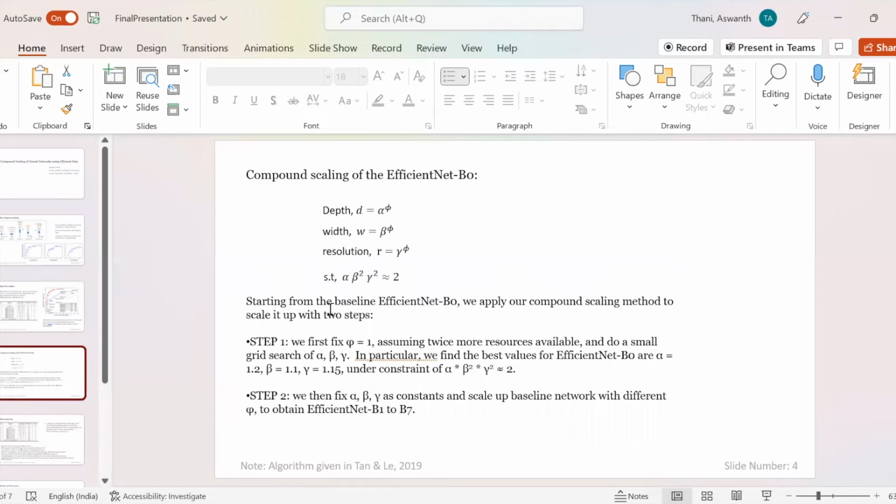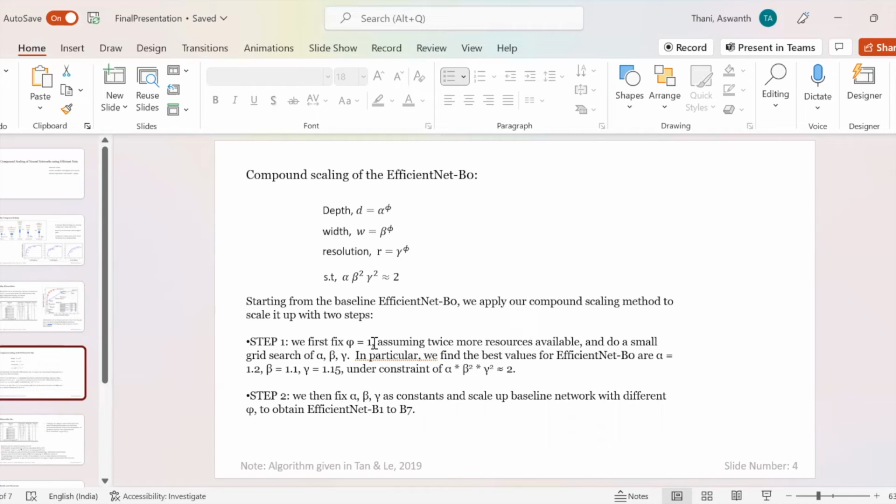So how does this compound scaling of EfficientNet B0 work? Here in compound scaling, we scale depth, width, and resolution of the images by a factor phi. Here alpha, beta, gamma can be imagined as follows: suppose we have twice more resources available, we distribute those resources in the proportions of alpha, beta squared, and gamma squared. And for this scaling of EfficientNet B0, we use the following algorithm.